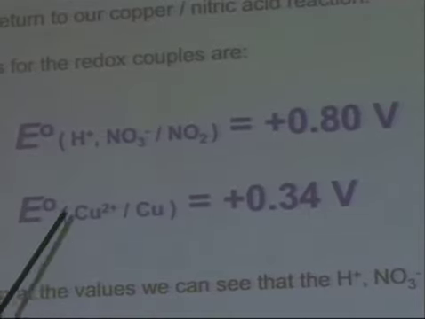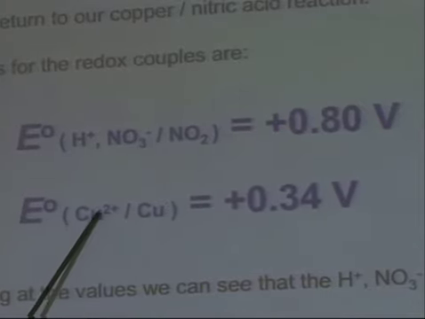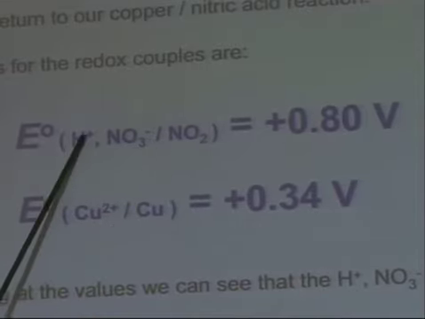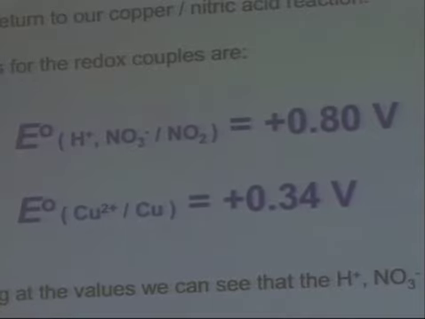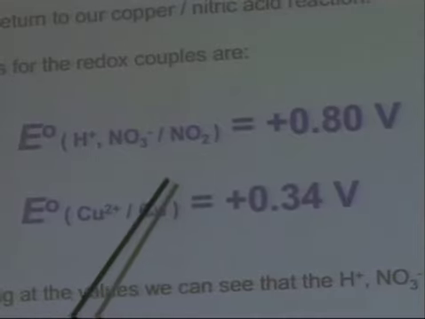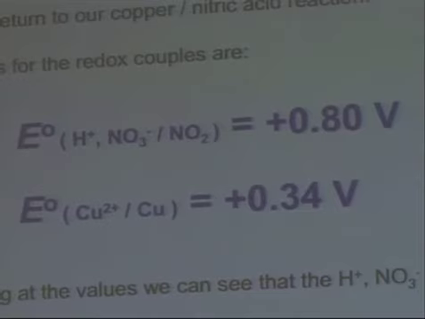The option is for this to be the reduction, and if copper 2 plus is reduced to copper, then the oxidation would have to be this one going the other way, the NO2 going to H plus and NO3 minus. Right? You can't have that plus that because they're both reductions. Then it would be a red-red reaction, not a redox reaction.